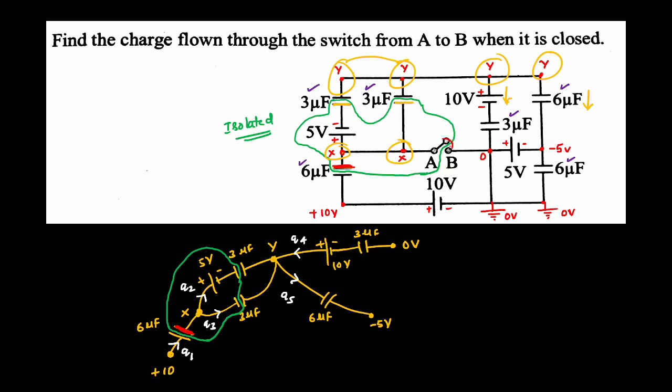After connecting A and B, what is the charge finally? Find out the delta Q, the change in the charge or something. Then you have to solve this like for the initial condition. But anyway, they are not asking that, right? And we know that this is isolated.